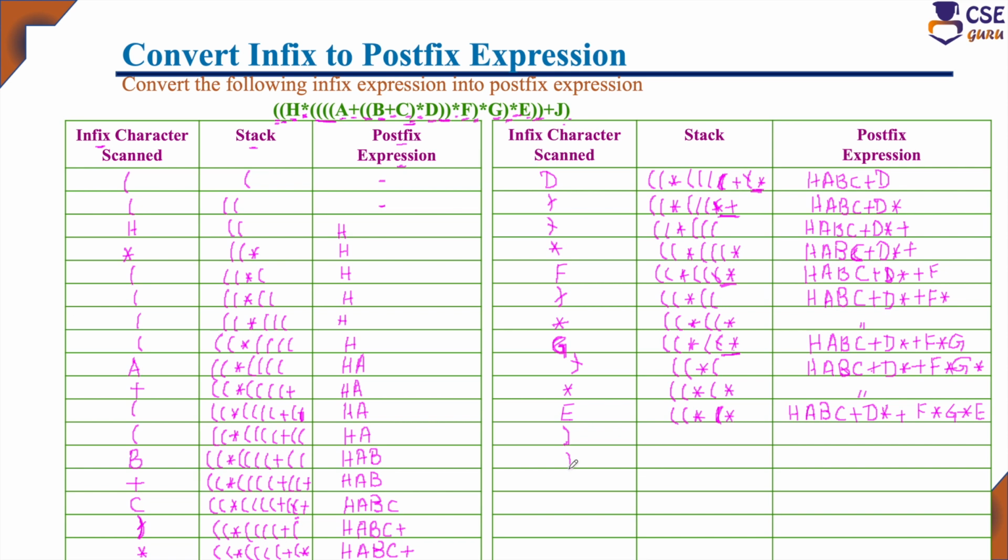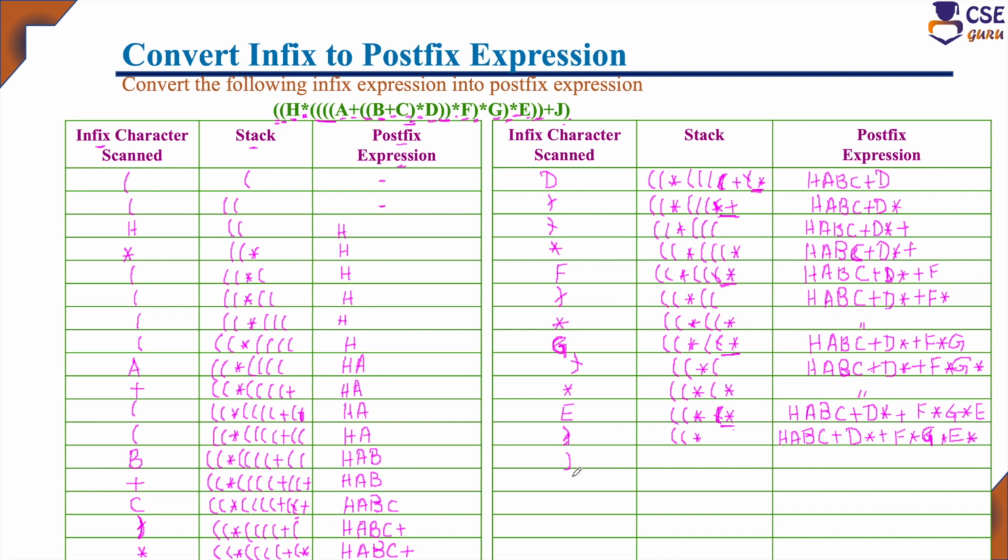Whenever you are encountering a closed parenthesis, until you encounter the first open parenthesis, pop the element from the stack and place it in the postfix expression. So here you need to pop star and place it in the postfix expression. Now the postfix expression is HABC plus D star plus F star G star E and then this star you have to place it here. And the stack content will be 2 open parenthesis and star. And you need to discard this open parenthesis and its corresponding closed parenthesis.